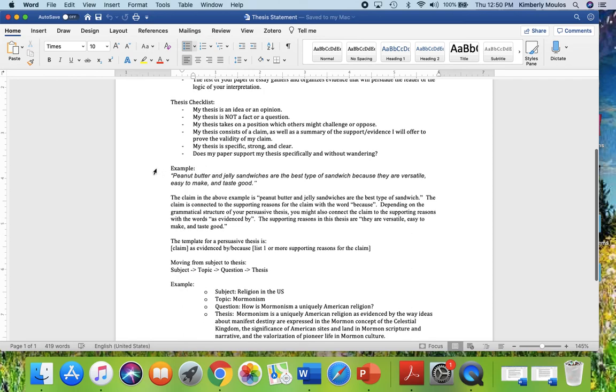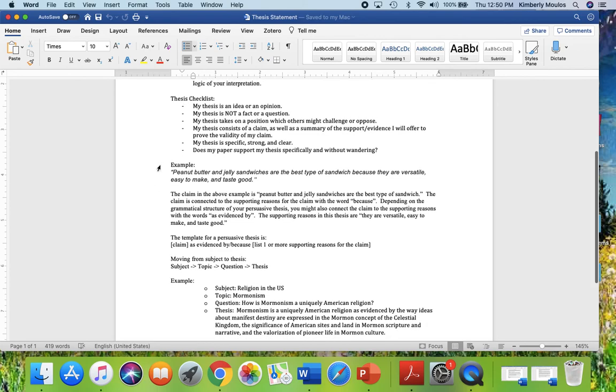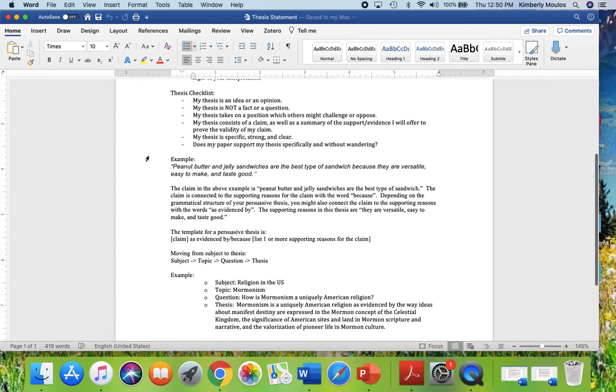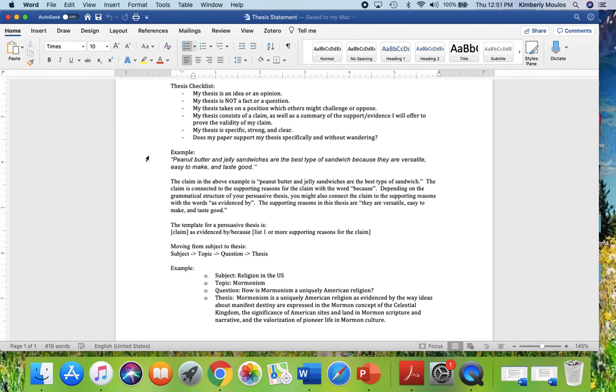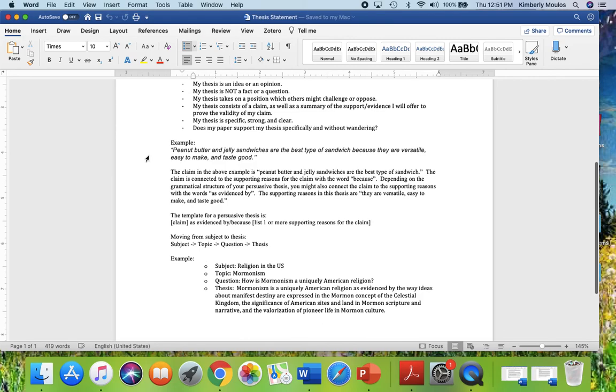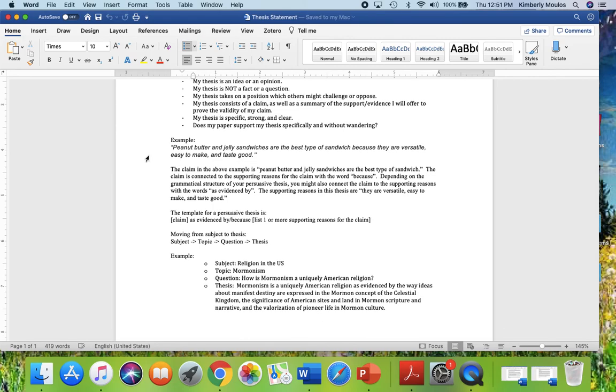So here is a really lame example of a thesis statement. It's a very neutral thesis statement. So this obviously isn't the type of topic that you would be writing about. But peanut butter and jelly sandwiches are the best type of sandwich because they are versatile, easy to make, and taste good. Okay, let's look at the structure of this. So the thesis, as I mentioned, has to have a claim is the first part, and then an outline of the support for that claim. And we see that in this example. So the claim in the above example is peanut butter and jelly sandwiches are the best type of sandwich.